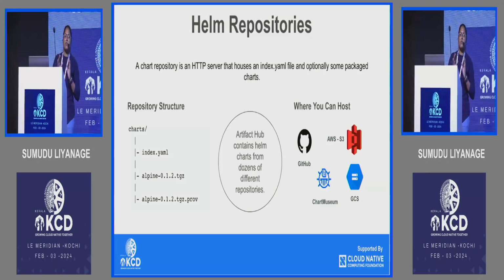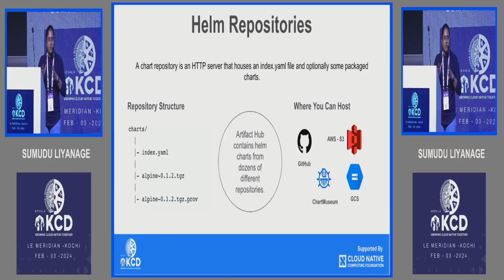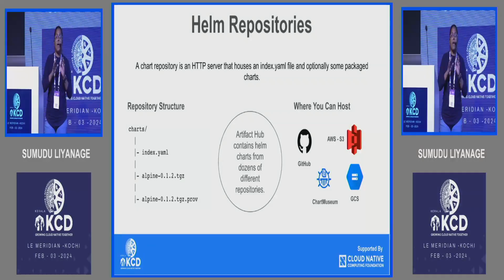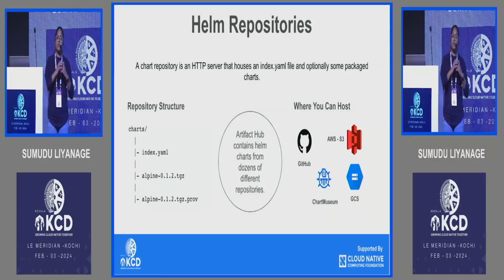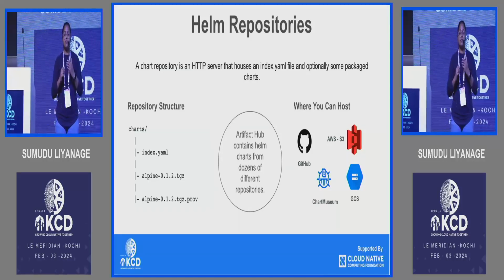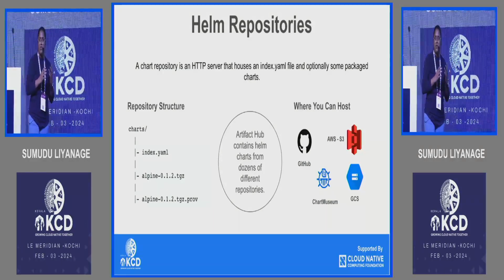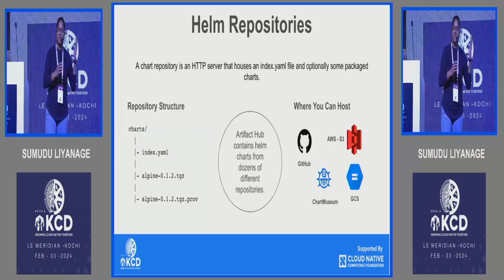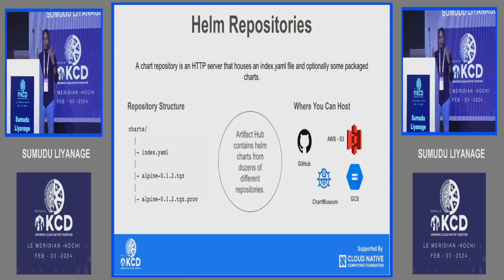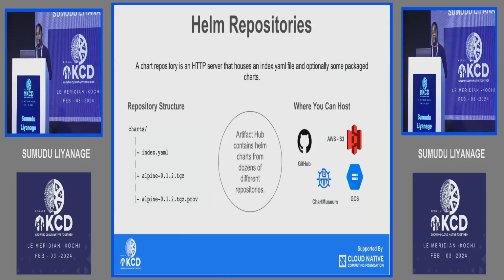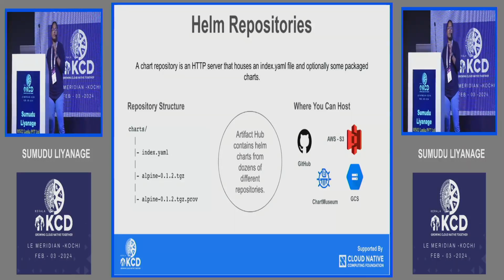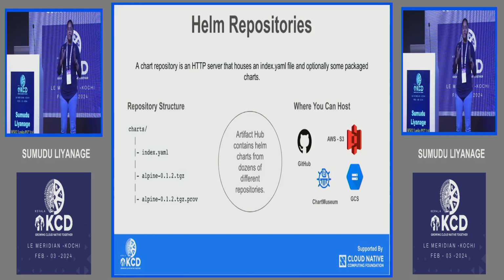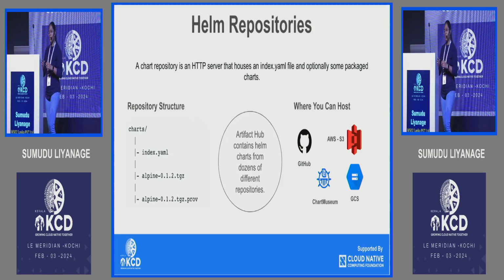So we store Helm charts in a Helm repository. It's nothing but an HTTPS server which houses an index.yaml with some packaged Helm charts. In the repository structure, in the root, we define an index.yaml, which is like a catalog or an index for all the packaged Helm charts. So you can configure your own Helm repository in GitHub, ChartMuseum, Google Cloud Storage, AWS S3 bucket, and so on. Once you have configured your Helm repo, you can add it to the Artifact Hub, which is also known as Helm Hub, to share it with the community, unless your repo is private.